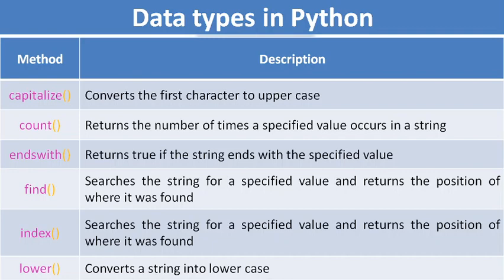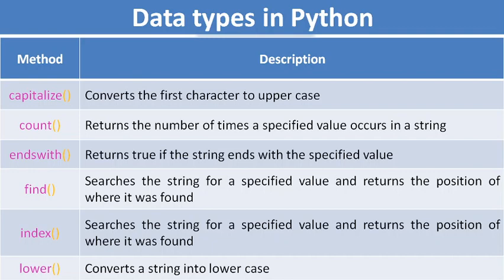Ends with. It returns true if the string ends with the specified value. If you have to check with what character or what word that string is ending, then you can use this function. Find. It searches the string for a specified value and returns the position of where it was found. Index searches the string for a specified value and returns the position of where it was found. The difference between find and index is that if index does not find the searched string, then it raises an exception, while find returns -1. We will see it in a bit.